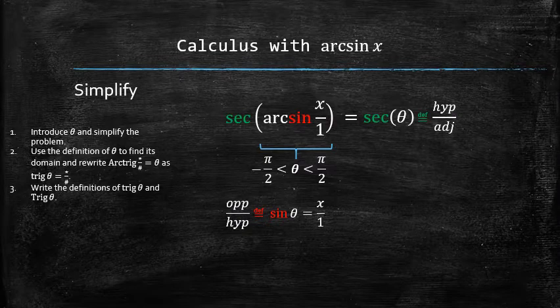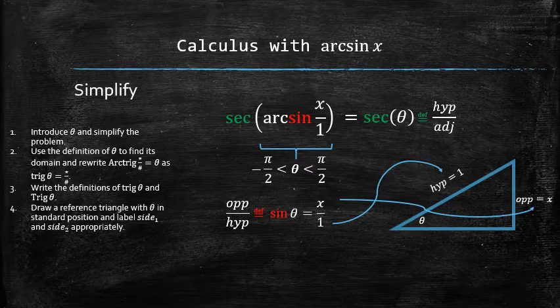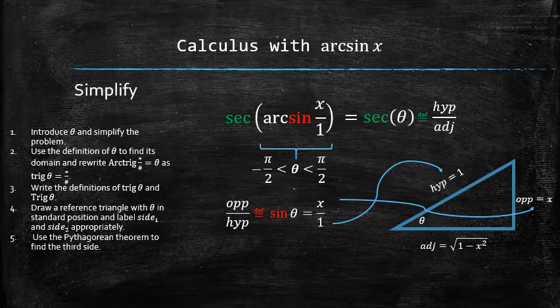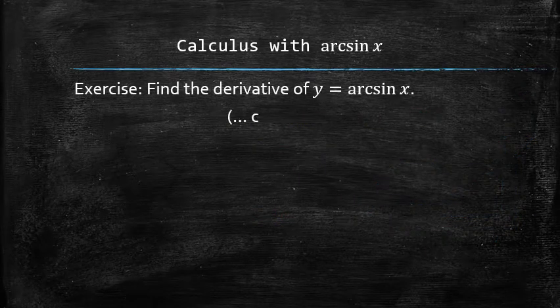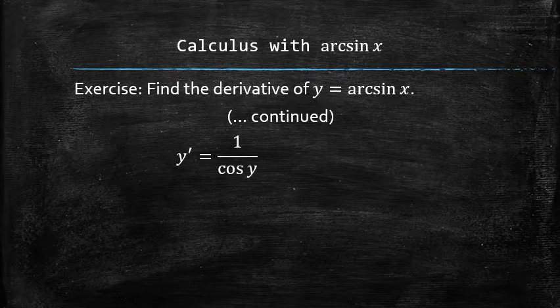Next, we recall the definitions of both involved trigonometric functions. Now, we can draw a reference triangle with theta in standard position and label the sides appropriately. We then use the Pythagorean theorem to find the missing side. And finally, we plug in the needed sides into the expression in question. After simplifying the trigonometric expression, we now have the following result.